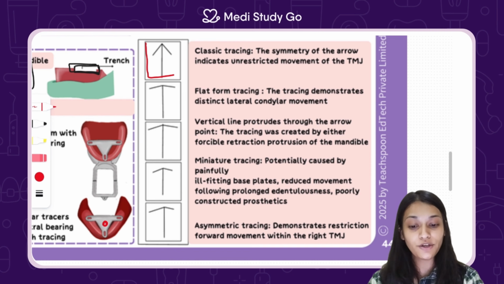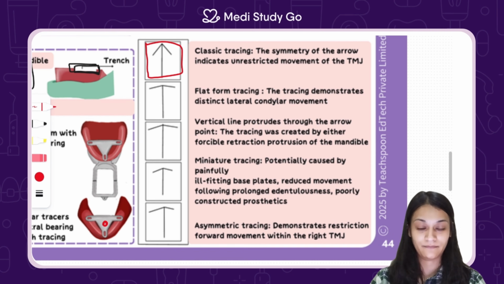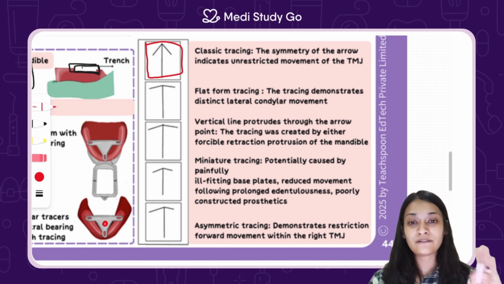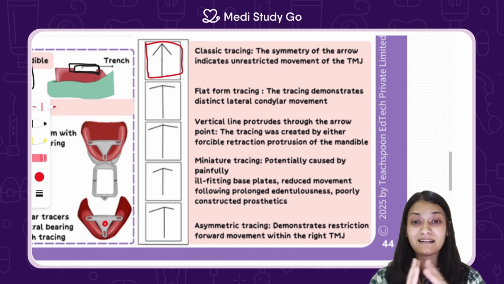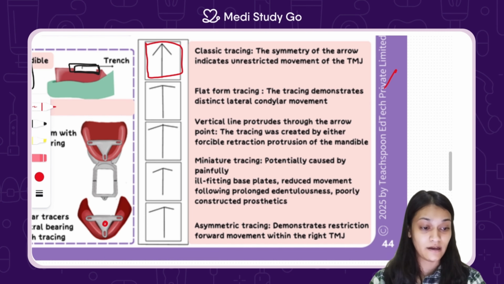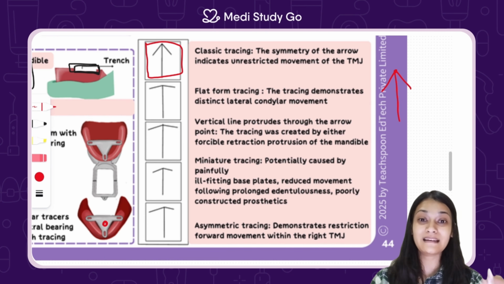So here, what you should obtain is something that is symmetrical. The classic tracing, okay? Unrestricted movement, no pain, nothing that is compromising your arrow. The arrow appears completely symmetrical and the same.